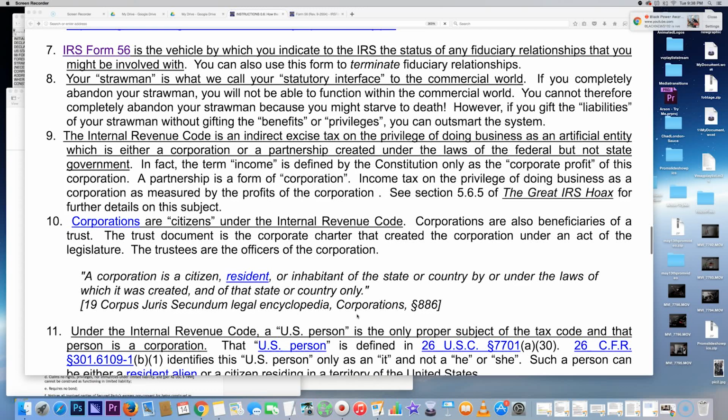Your straw man is what we call your statutory interface to the commercial world. This is your statutory interface to the commercial world because it follows you everywhere you go. Every time you sign up and apply for some stuff, they need that number. That number is your personal tracking device in commerce. They know every time you open up a new bank account, when you go to school, when you're applying for that financial aid, when you get that job, etc., etc.